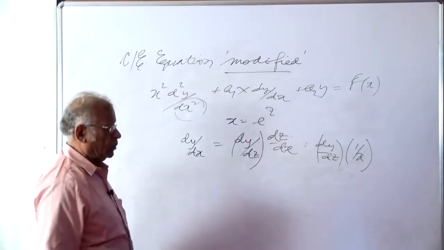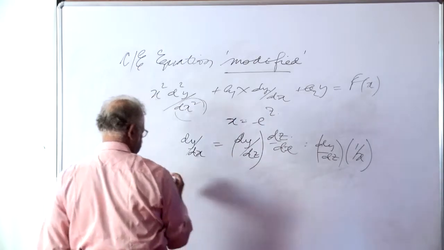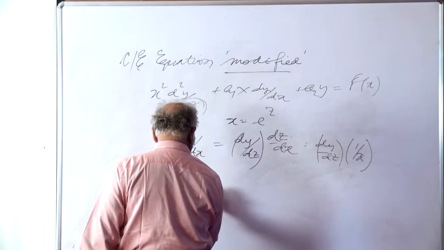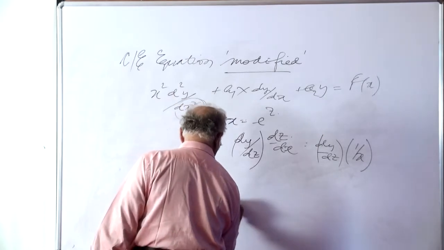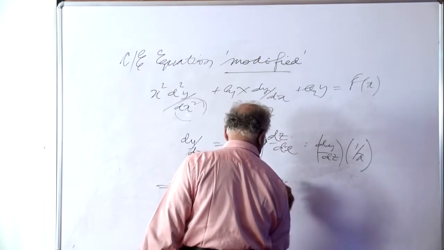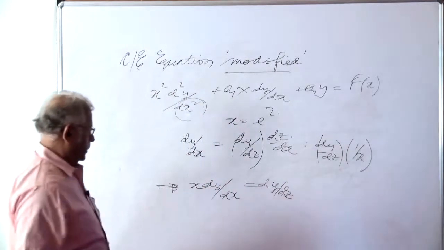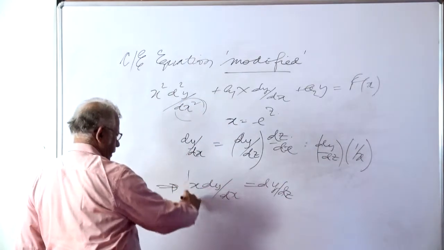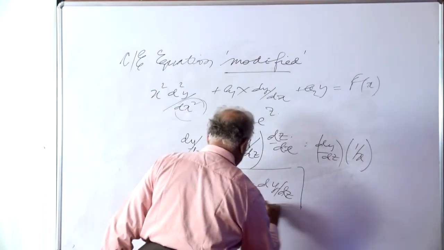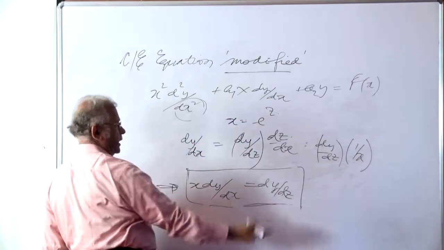This immediately leads us to the fact that x times dy dx will be dy dz. So, here we have our first conclusion, x times dy dx is dy dz. So, this is one result which we can block. We see that this term x dy dx gets replaced by dy dz.